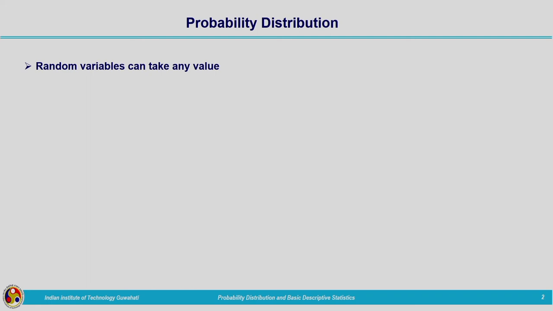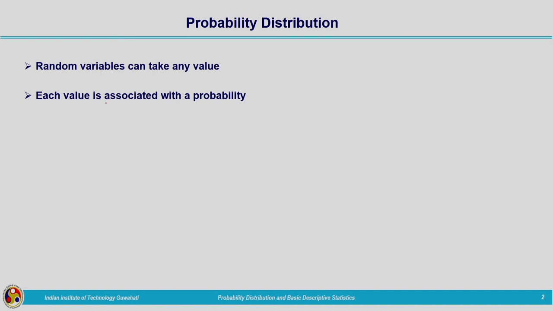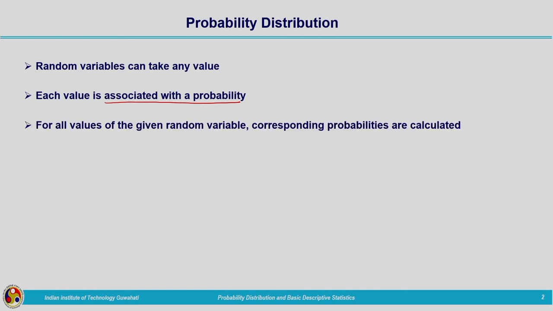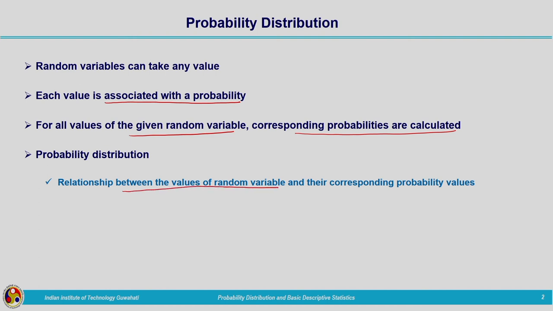When we talk about random variables, they can take any value within a certain range related to that particular variable. Each value is associated with a probability. For the value assigned to a random variable, there will be a corresponding probability. For all values of the given random variable, corresponding probabilities can be calculated, and the relationship between the values of the random variable and their corresponding probability values is described by means of a probability distribution.